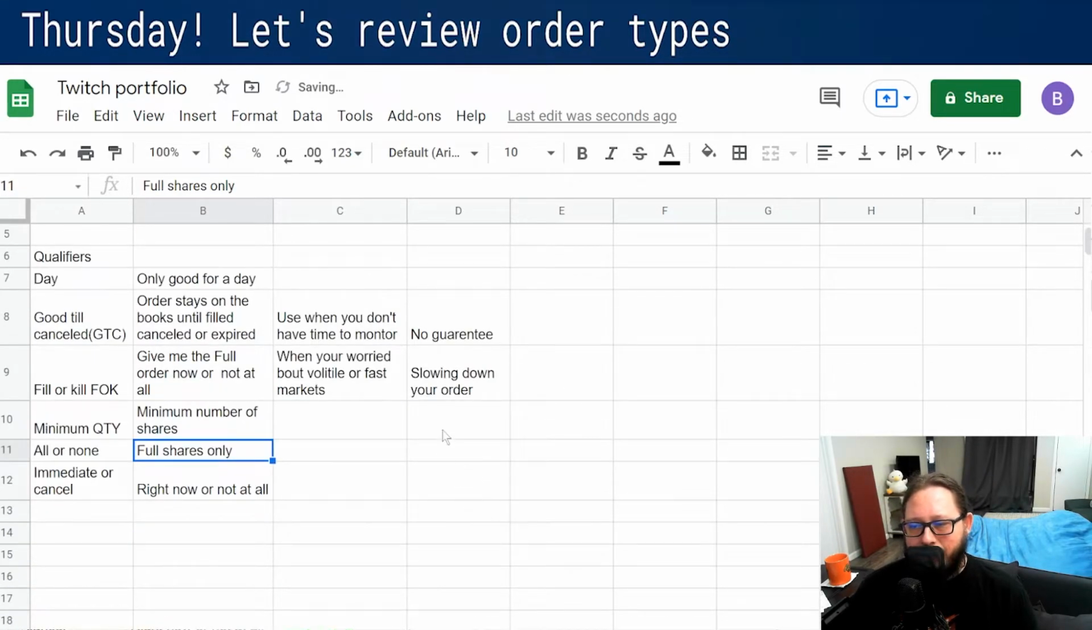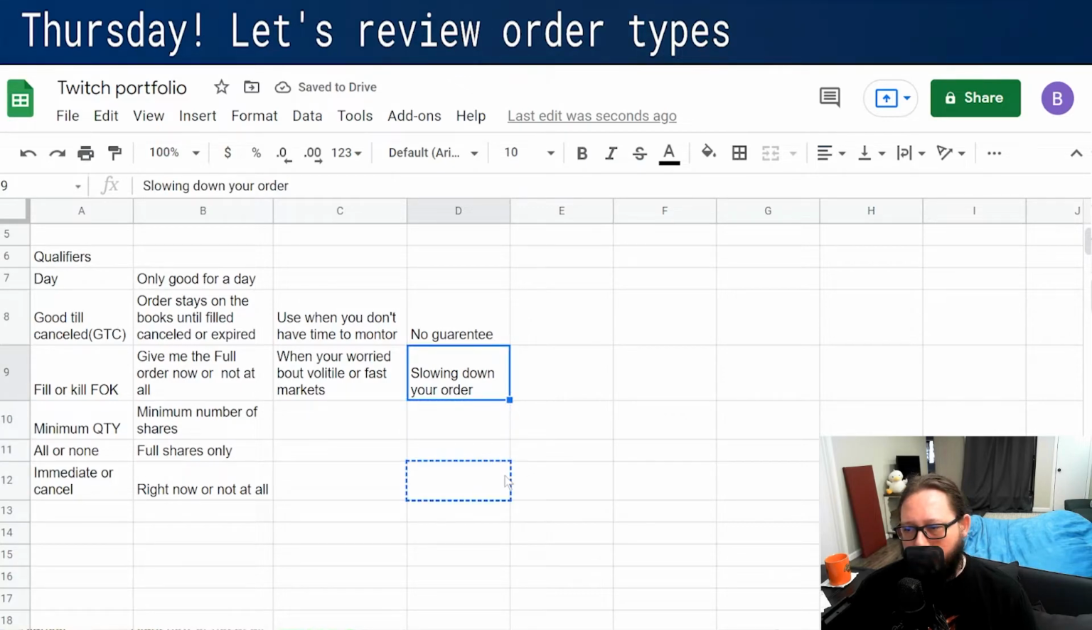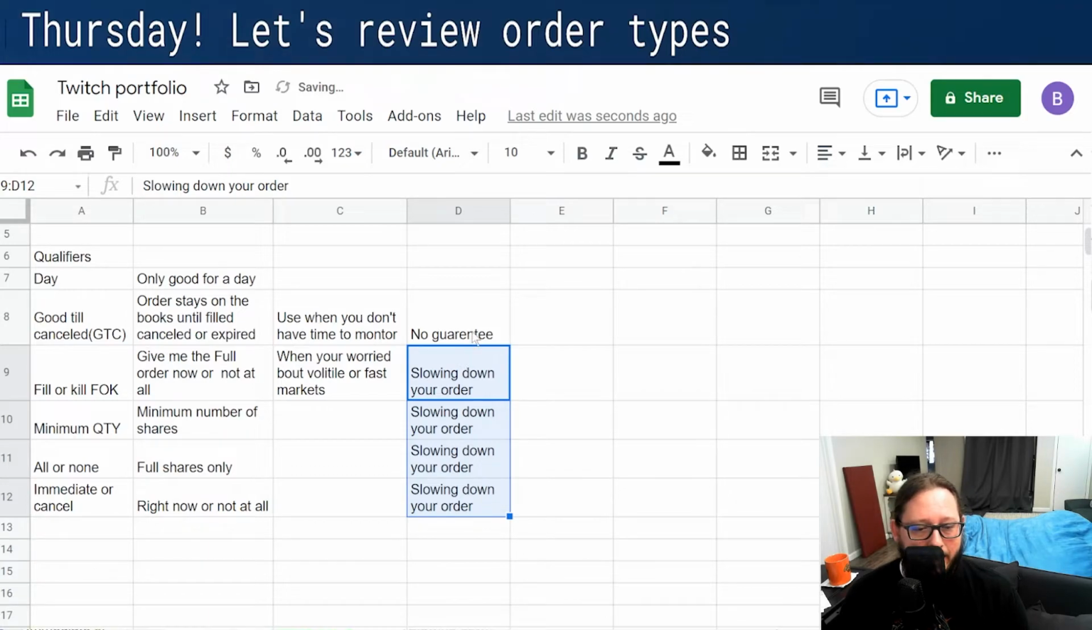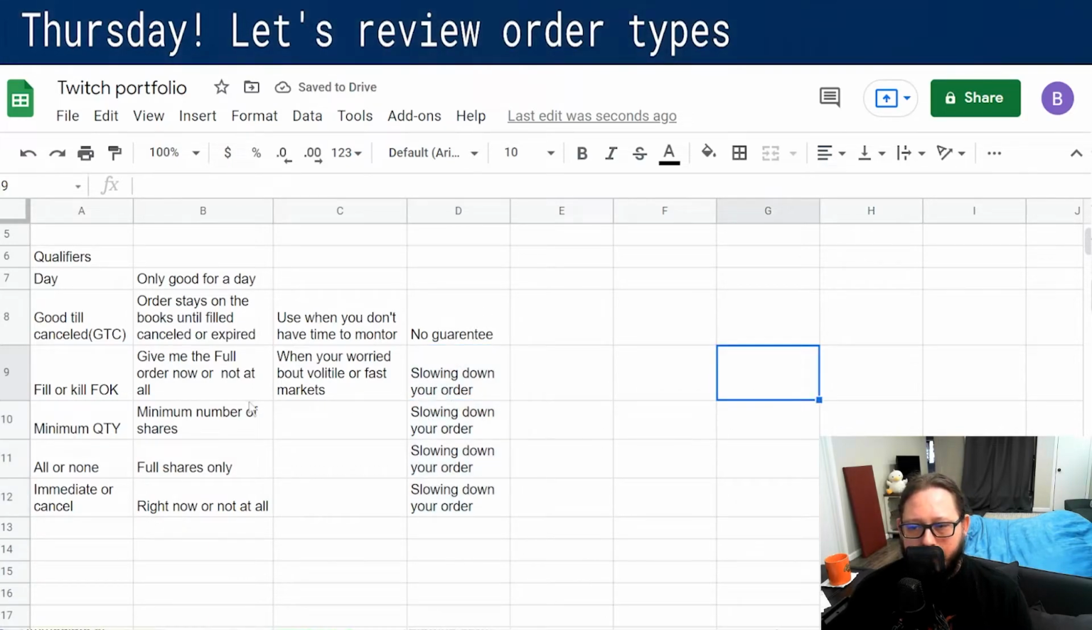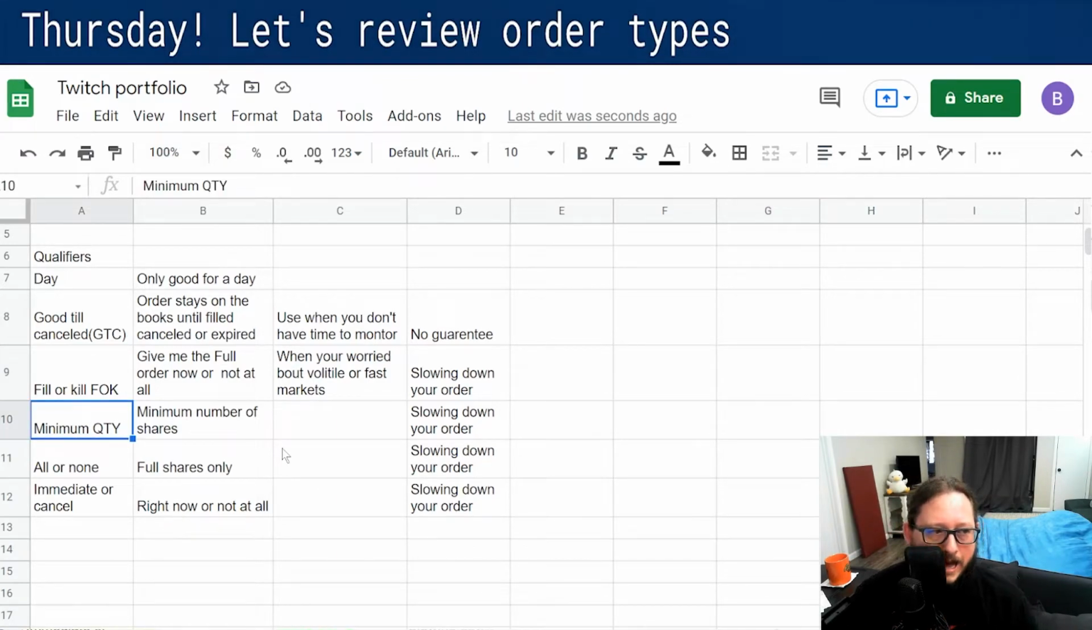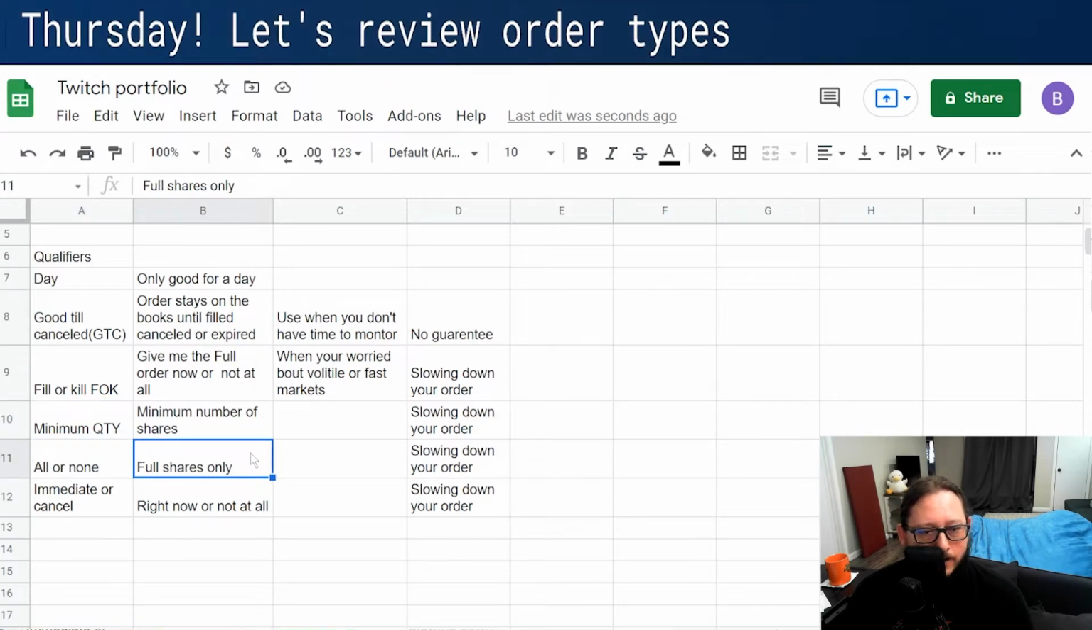Okay. Again, each of these risks slowing down your order. And each of these risks means that you're not guaranteeing a fill either. Because let's say in the minimum quantity situation, if you said, I don't want this order if I can't get at least 500 shares, but there were 300 available, you kind of shot yourself in the foot because those 300 shares still could have had value to you. The next thing is all or none. Again, you're limiting the qualifier on this order. So if I don't get my full 1,000 lot, I'm not going to be there.